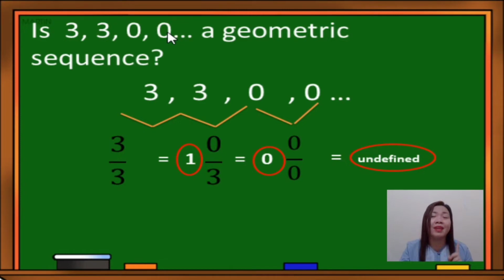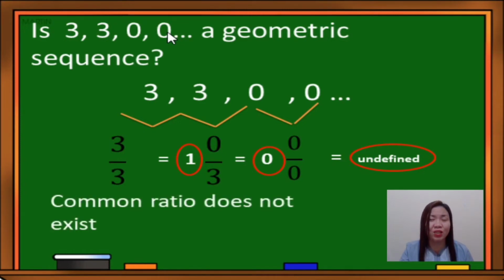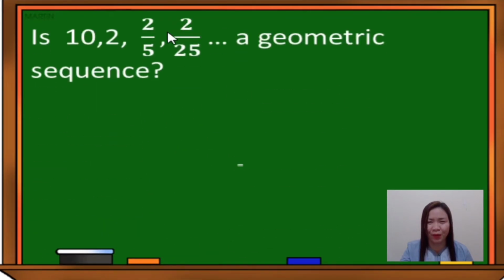The answer is no. The common ratio does not exist. So therefore, our conclusion: 3, 3, 0, 0 is not a geometric sequence. Let's try and proceed to another example.